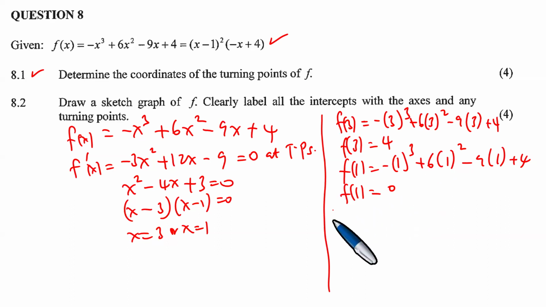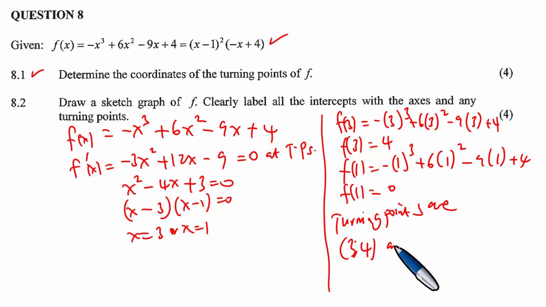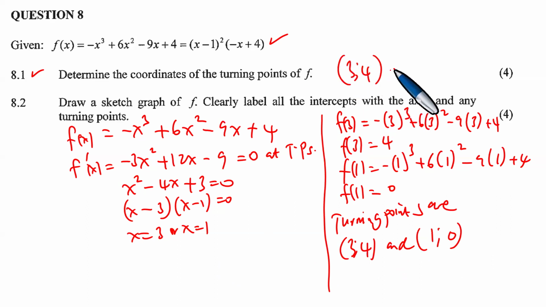Okay, let's look at the turning points. The turning points will therefore be when x is 3, y is 4. Simultaneously, when x is 1, y is 0. So the coordinates of the turning points are (3, 4) together with (1, 0). Those are the coordinates of the turning points. Okay, let's get the next point.